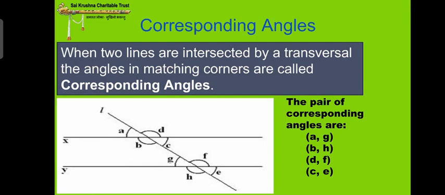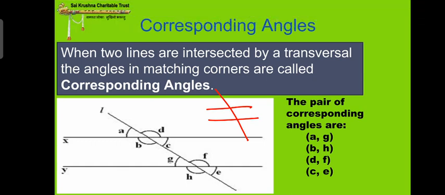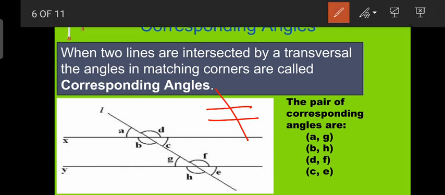Next comes the corresponding angles. When two lines are intersected by a transversal, the angles in matching corners are called corresponding angles. Here, the transversal is nothing but line L. See, two lines, and this is called the transversal. Now, which are the corresponding angles in this? Can you all see here? The pairs of corresponding angles are A and G, D and F, B and H, and C and E.